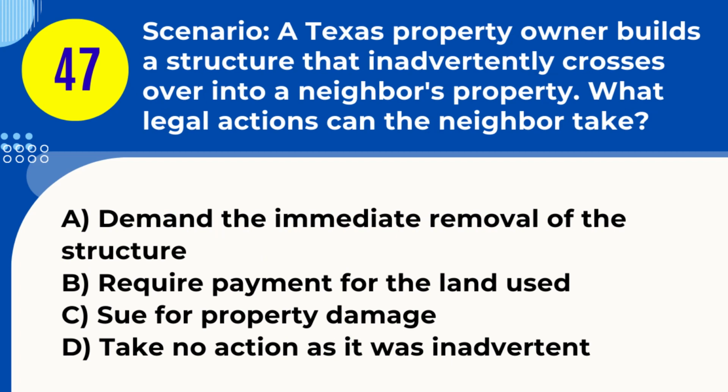Question 47. Scenario: A Texas property owner builds a structure that inadvertently crosses over into a neighbor's property. What legal actions can the neighbor take? A. Demand the immediate removal of the structure. B. Require payment for the land used. C. Sue for property damage. D. Take no action as it was inadvertent.